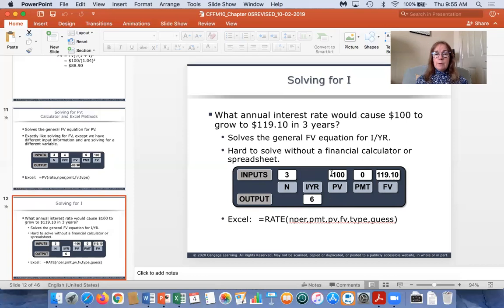Now, you have to make sure to put the present value in as a negative number, or you're going to get an error message, because the calculator reads, if you have a situation where you have to enter in the future value and the present value, one of them's got to be a negative. It should be the present value, or you'll get an error message. So make sure you enter that present value in as a negative number.